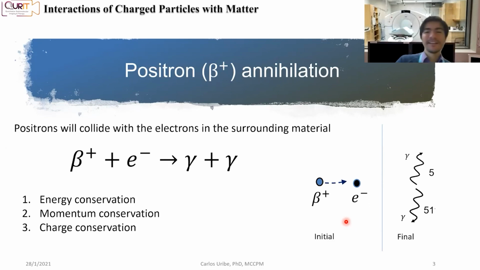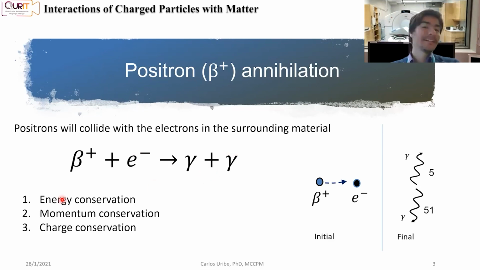Okay, and let's finalize interactions of charged particles by talking about positron annihilation. Now this is particularly for positrons. This does not apply for beta minus or electrons. But assume we have a nucleus and that nucleus decays emitting positrons, beta plus particles. They're going to travel in the medium and they're going to be able to interact with electrons. When a positron and an electron interact, we have an annihilation event. That means they annihilate each other, and what we end up with is two photons.